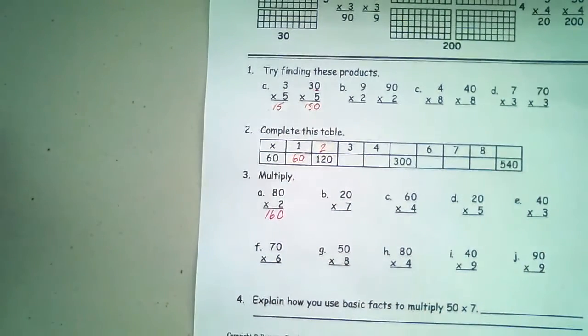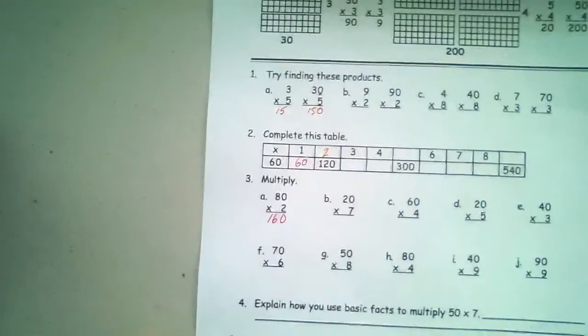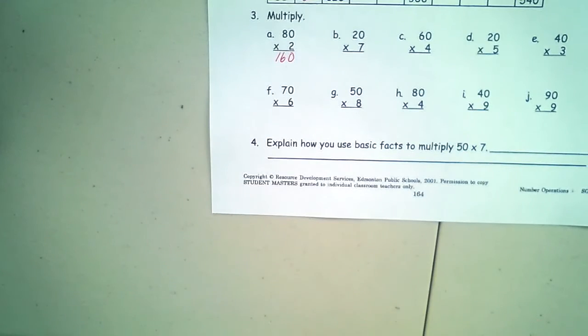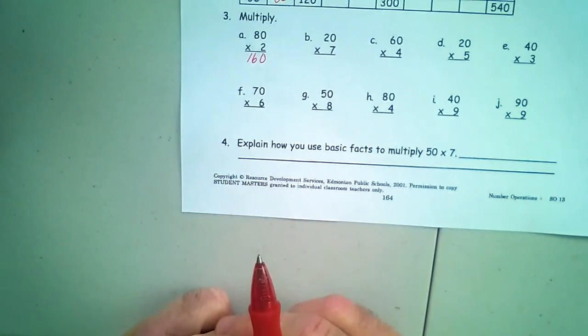Okay, carry on here, and then of course they have one of these challenging questions at the bottom here. It says, explain how you use basic facts to multiply 50 times 7. So basically what I've just said, they kind of want you to interpret it in your own way to see if you have learned the concept.